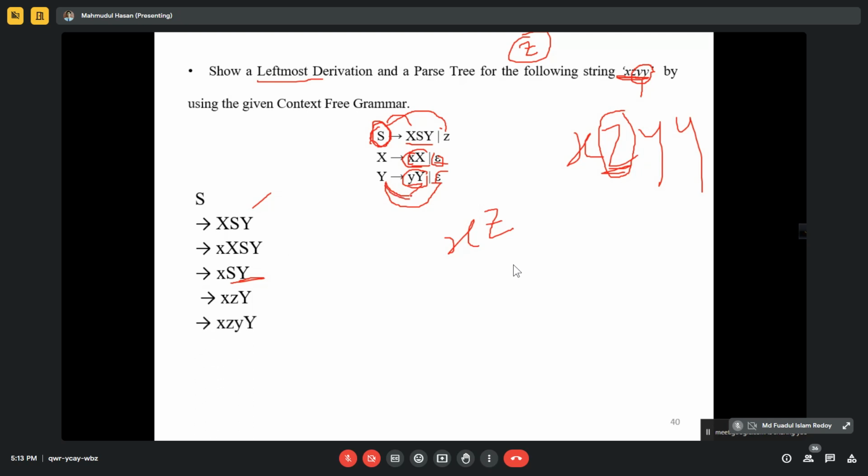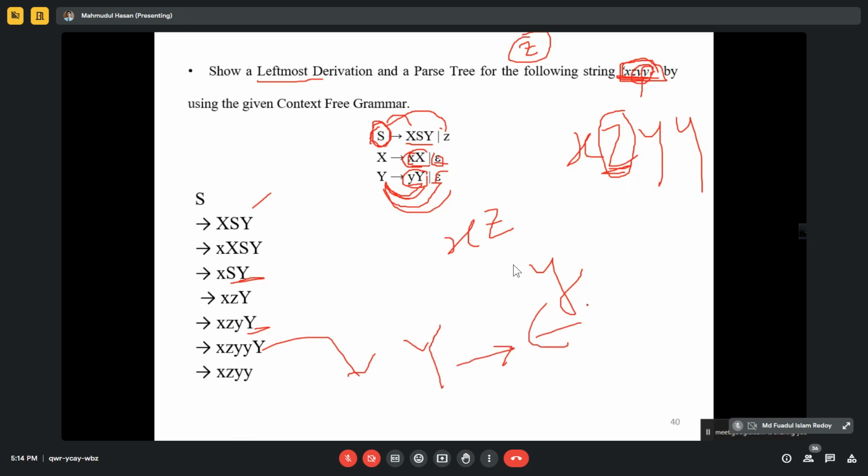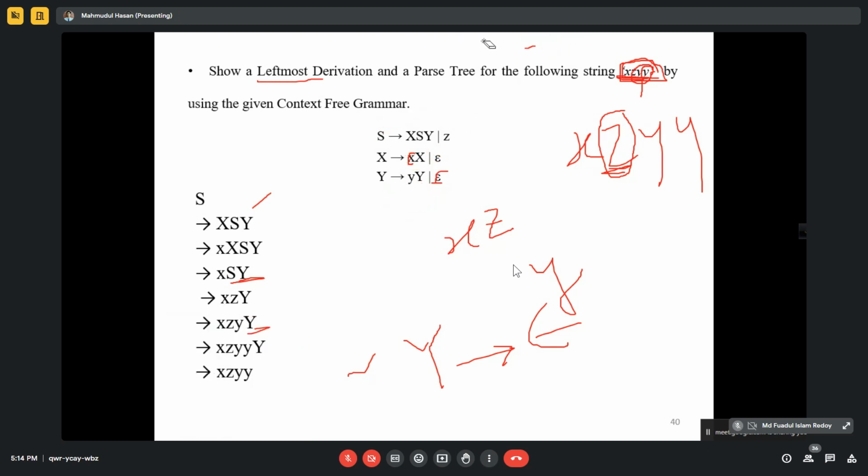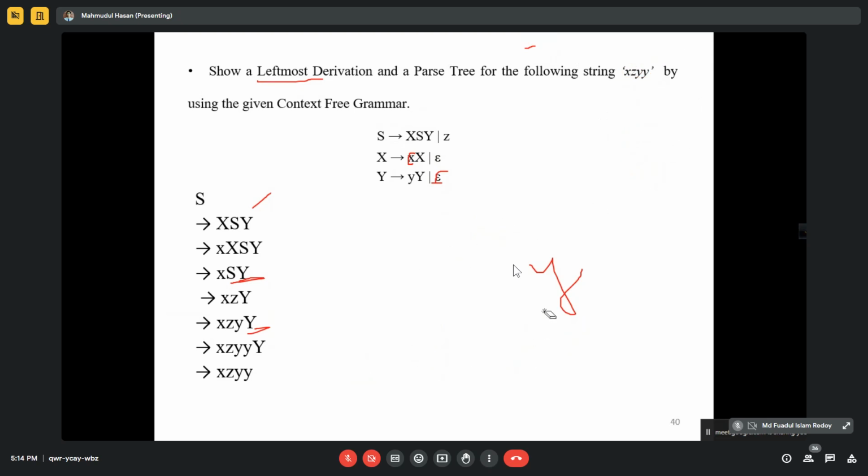Now we need another y. From Y we can go to either option. Now we already have xzy, and we can replace this Y with epsilon. Like that, this is our expected string, xzyy.